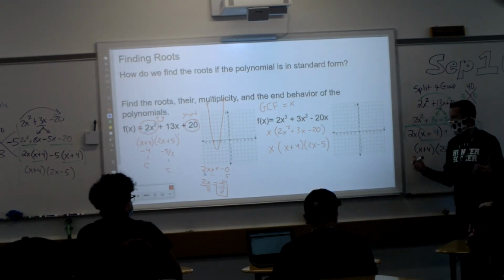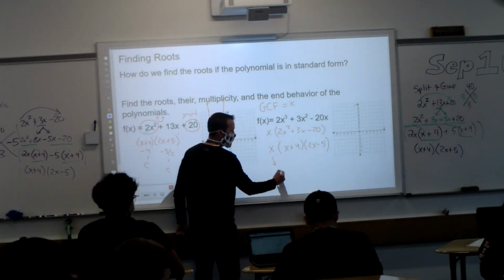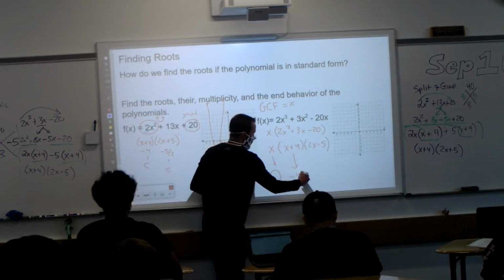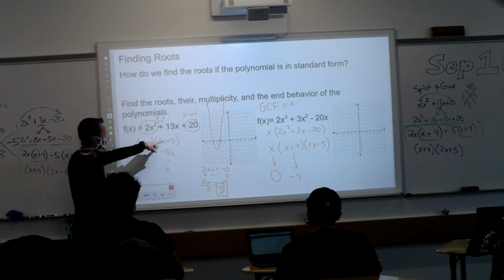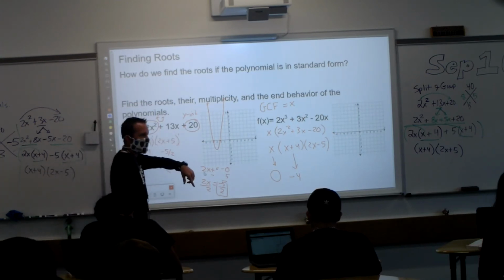Okay, what are the x-intercepts going to be? If it's just an x, what does that tell us? It's 0. What if it's x plus 4? Negative 4. And we kind of saw this on the last one. We said if it was 2x plus 5, it was negative 5 halves. So what if it's 2x minus 5?